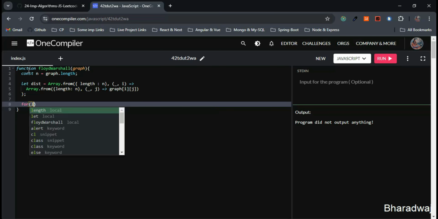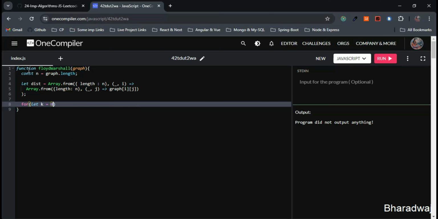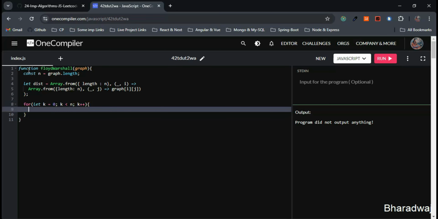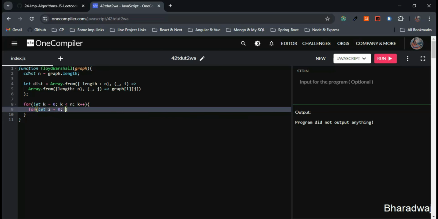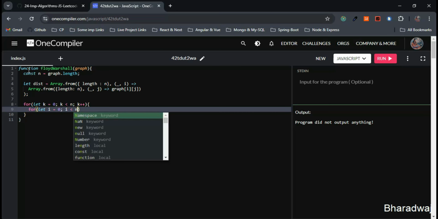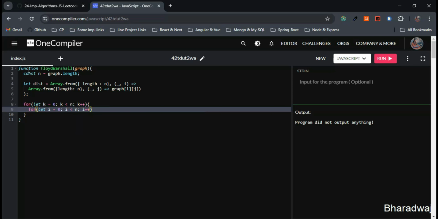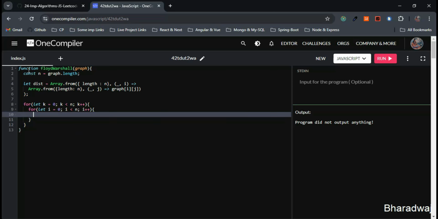So for this, it has to be let k equals 0, k less than n, and let me increment k. Next step is k is the intermediate vertex, as we had discussed. So we will be checking the paths through k. How can I write this one? Let i equals 0, i less than n, i plus plus. This is nothing but i is the starting vertex, right? Next, j will be the destination vertex, so we'll be considering one more loop.